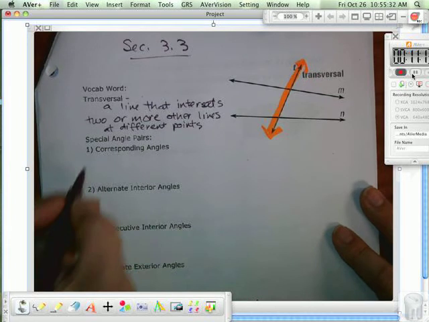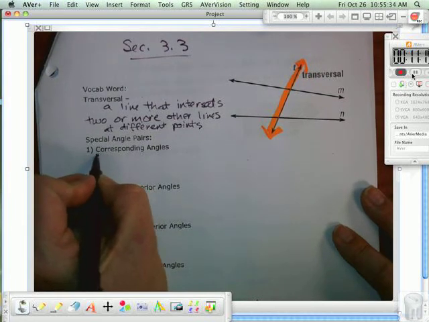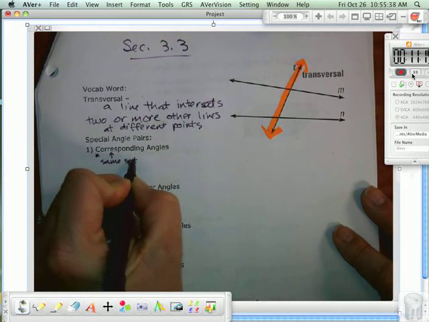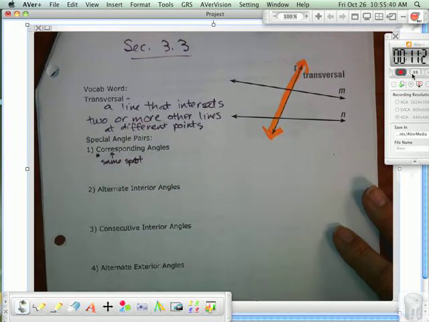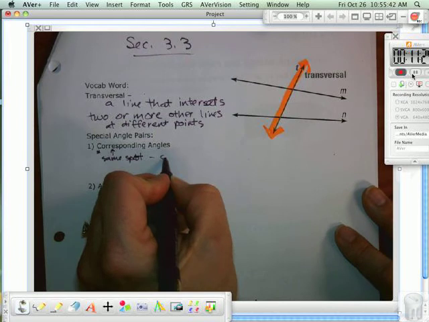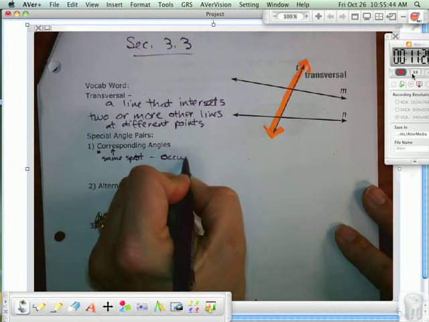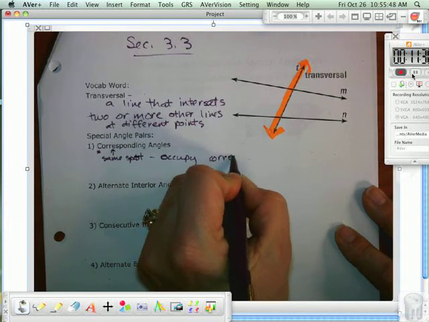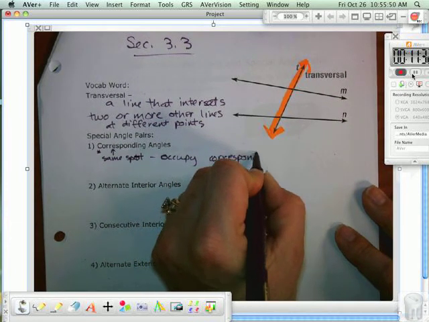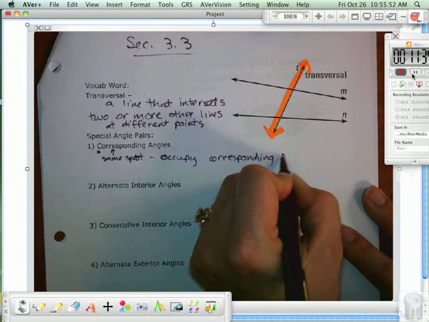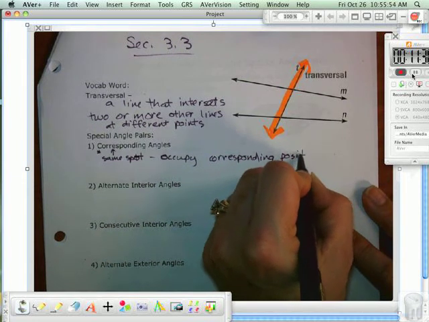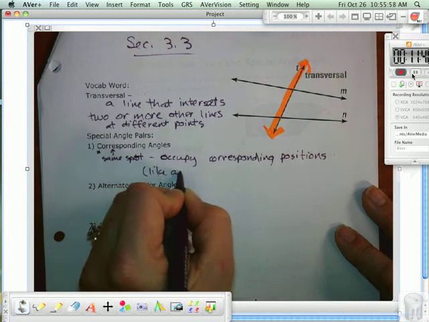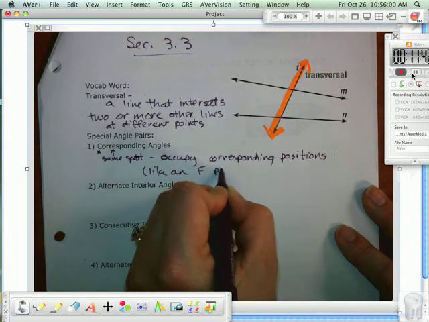All right, special angle pairs, corresponding angles. Corresponding means in the same spot. I'll show you what it means in just a second. Just write same spot, okay? They occupy corresponding positions like an F pattern, and I'll show you what I mean. Like an F pattern. It doesn't have to be a bad word.